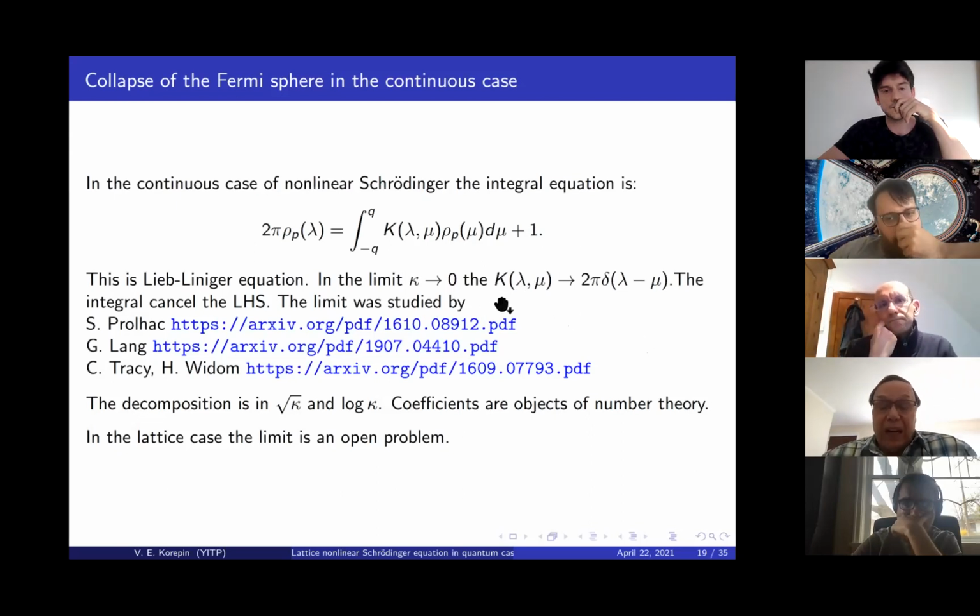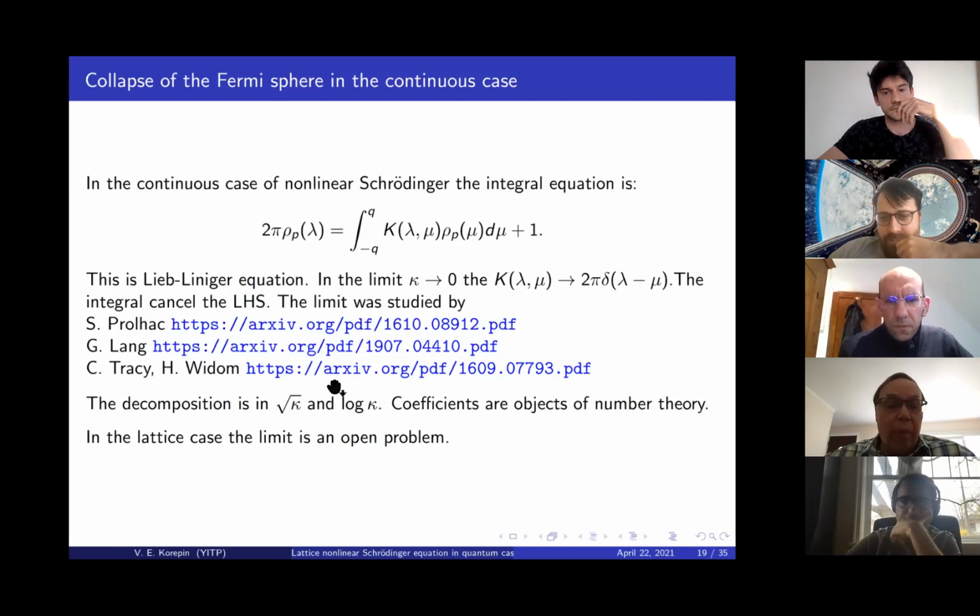But the limit when the coupling constant goes to 0 was studied in the literature. Popov, Hutson, Tracy and Widom found the asymptotic expansion of the solution for small kappa. And this is a Taylor series in square root of kappa and log kappa, with coefficients which are noble objects of number theory, like Riemann zeta of 5 or something.